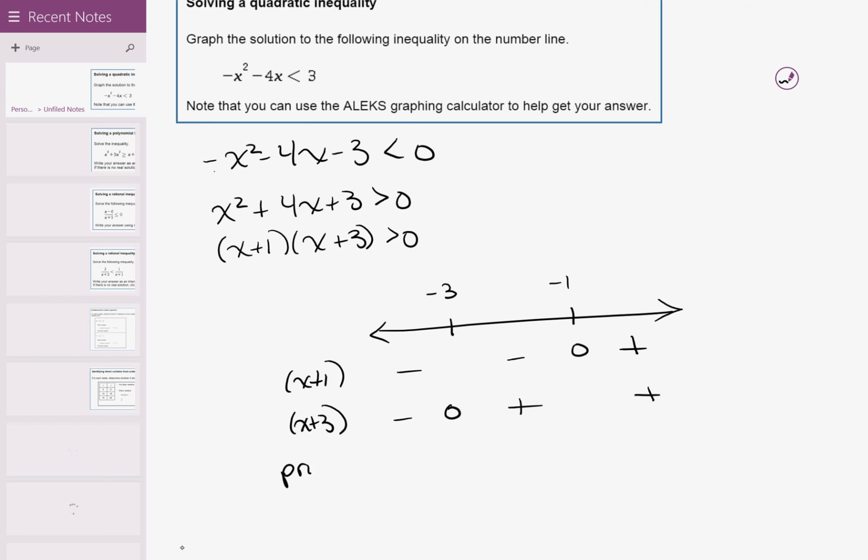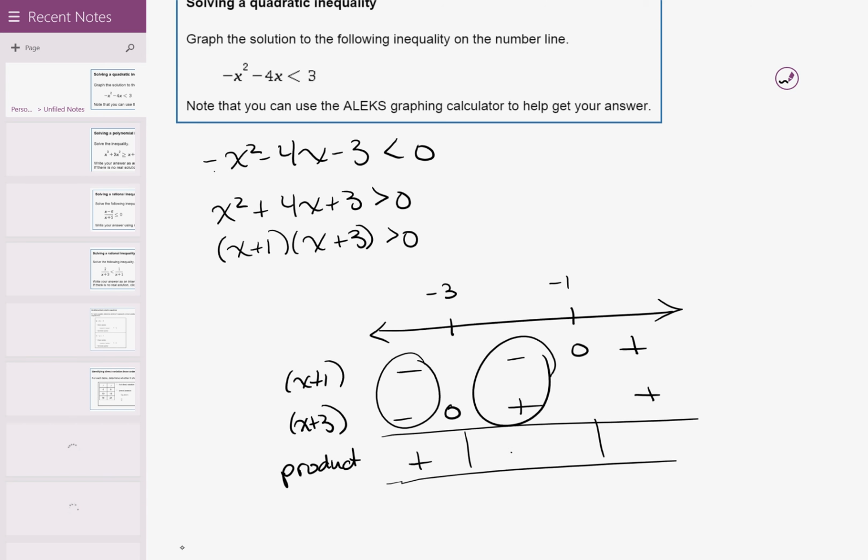And the product of two negatives is positive. If positive and negative is negative, positive and positive is positive. And I want greater than 0.